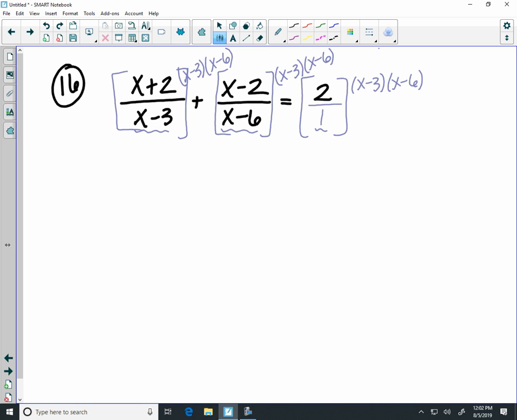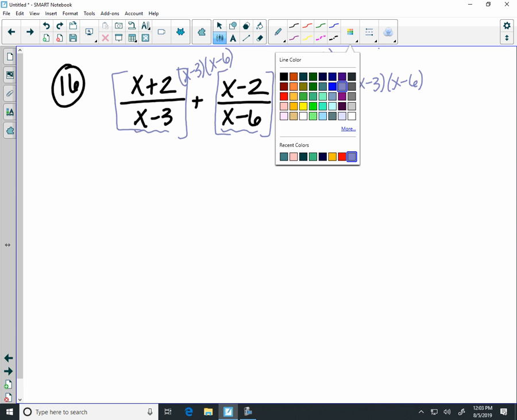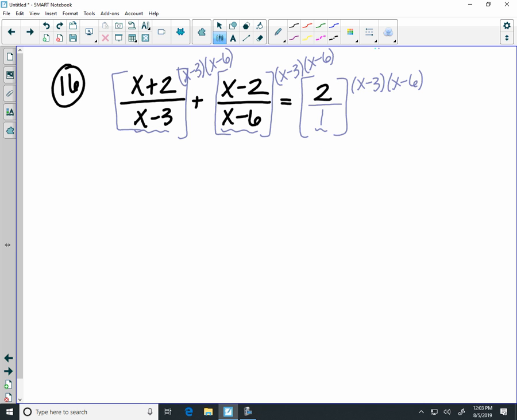It's really easy to make mistakes if you're just eyeballing it. So I really suggest that you write this out. Okay, so in my first fraction, my x minus 3's cancel. So I'm left with x plus 2 times x minus 6.